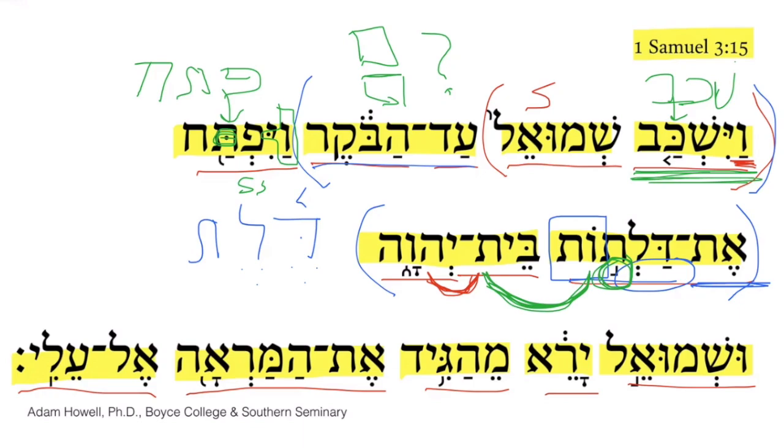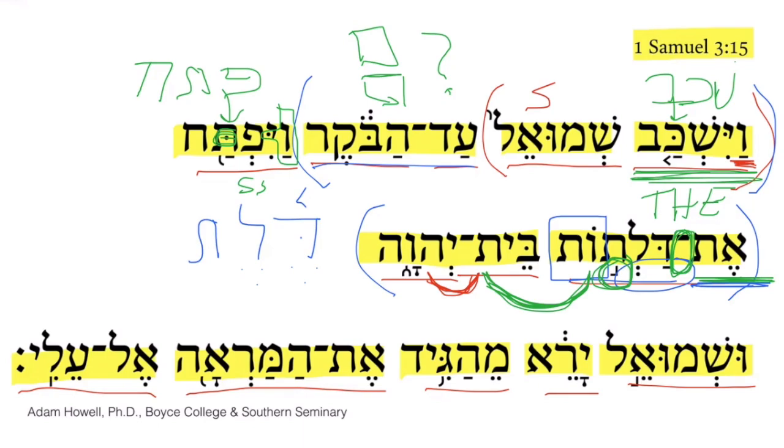Now, I bring up the issue of the construct because of this one long construct chain. One thing I want to point out is that I translated this as the doors of the house of the Lord, but the definite article is not on the word daltot. Well, you could explain that the definite direct object marker et indicates that it is definite, but the definite direct object marker doesn't make a word definite. It merely marks the already definite direct object.